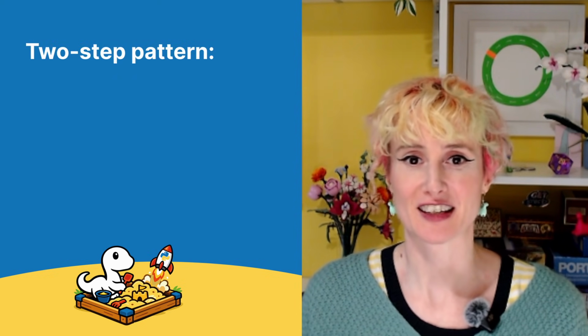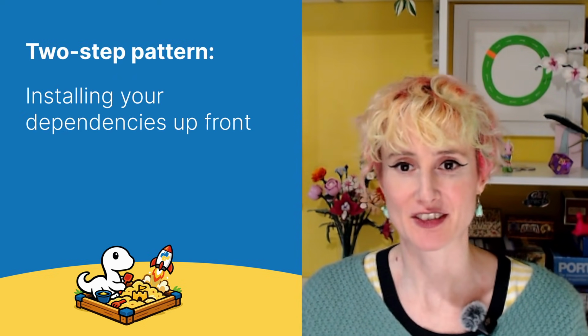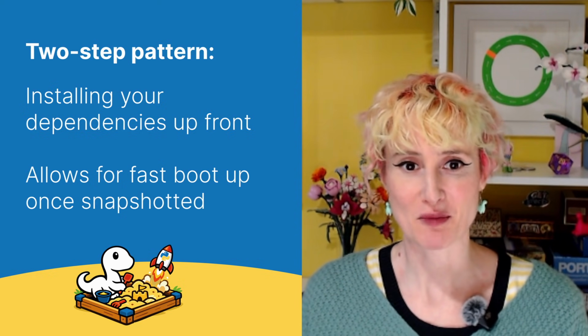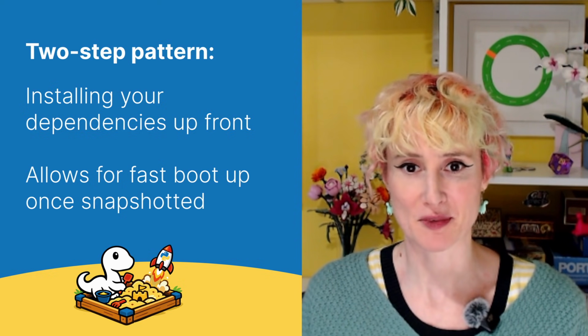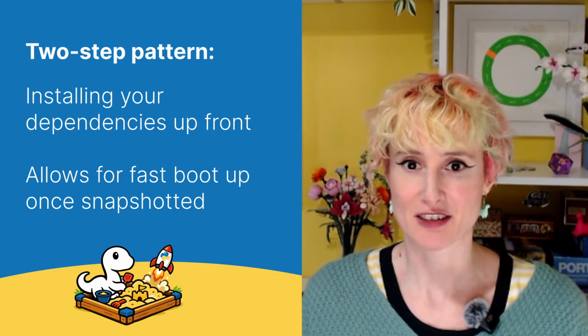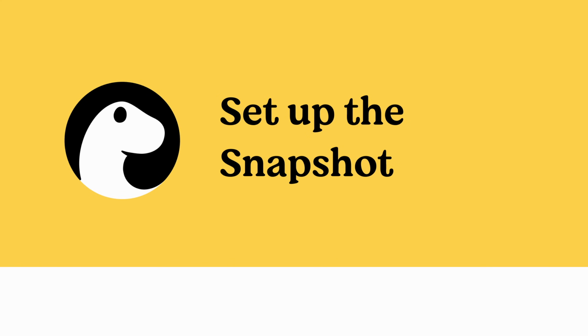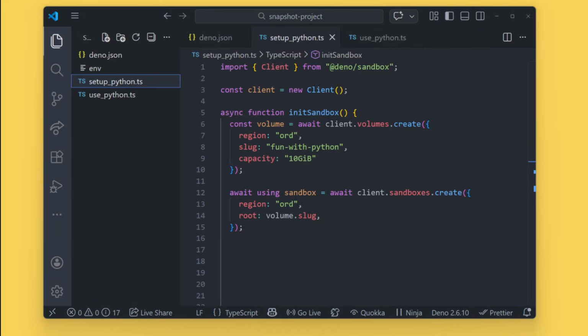This two-step pattern is the whole point. We do the heavy lifting once, then we reuse that result forever. It's kind of the same idea as a Docker image or a VM snapshot. They can be expensive and slow to build, but they're cheap and quick to use. So let's take a look at our setuppython.ts file.